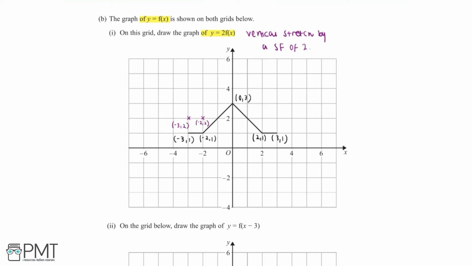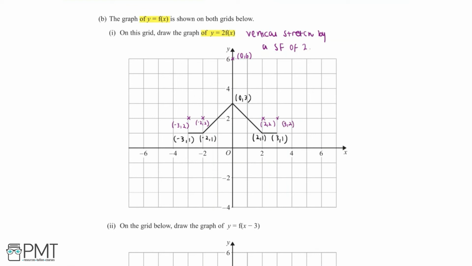Then for 0, 3, the 0 stays the same, the 3 gets multiplied by 2, and so we have a new coordinate of 0, 6. Then we have 2, 1. The x-coordinate of 2 stays the same, and then the y-coordinate of 1 gets multiplied by 2 and becomes 2, 2. And finally, we have 3, 1. The x-coordinate of 3 remains unchanged, and then the y-coordinate of 1 gets multiplied by 2 to become 2, and so the final coordinate is equal to 3, 2.